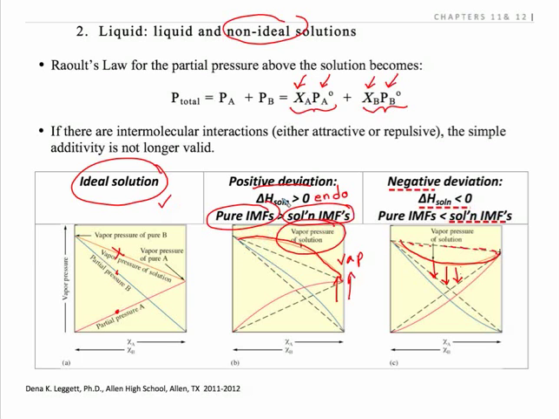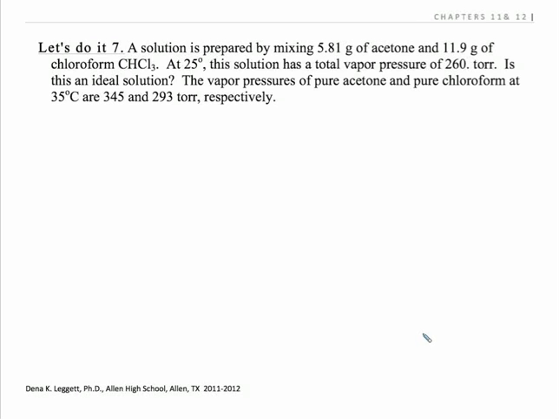You should understand what an ideal solution is, that the intermolecular interactions are effectively equal, pure relative to being in the liquid. So there are intermolecular forces, but they're equal. And then we have a positive deviation in which the pure is greater than the solution, and a negative deviation in which the solution is greater. The only calculation you're going to have to do is with an ideal.